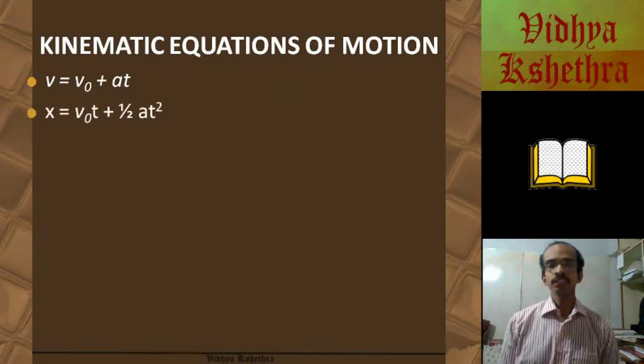This is the second equation, which is x is equal to v0t plus half at square. Here x is the displacement, v0 is the initial velocity, t is the time taken, and a is the acceleration. And this is the third equation, which is v square is equal to v0 square plus 2ax.